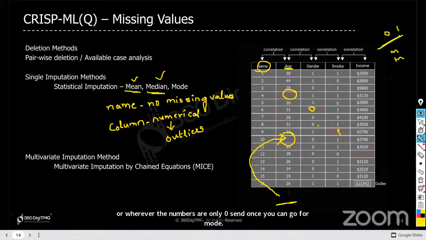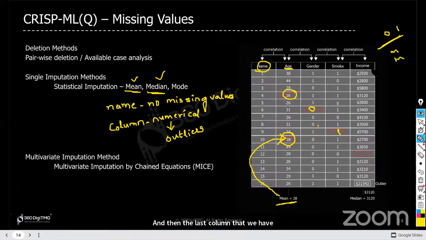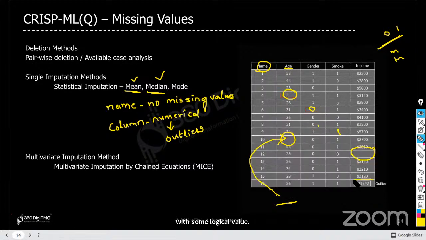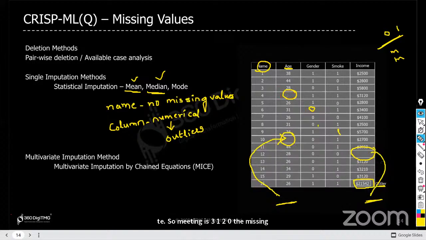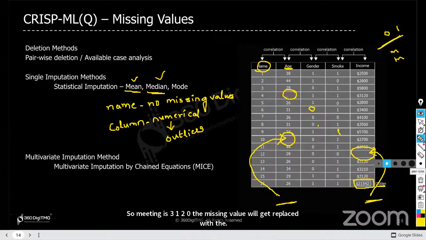And then the last column that we have is the income column. In the income column, I have a missing value here, and I want to replace it with some logical value. But when I observe this income column, I have an extreme value present over here, which is an outlier. So out of the two statistical techniques, mean and median, I can't go for mean because there is an outlier present in my data. The mean value will get influenced, so I can't calculate the mean. I will simply go for median. The median is 3120. The missing value will get replaced with the median. This imputation is called median imputation.